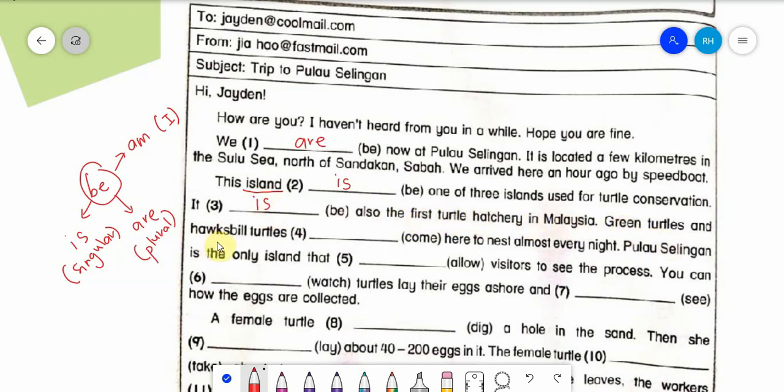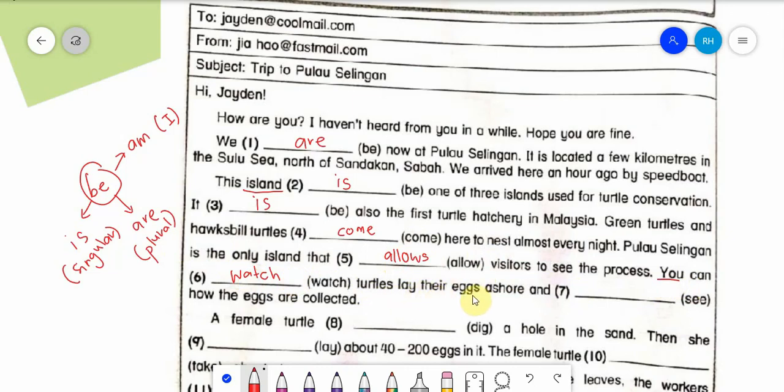Green turtles and hawksbill turtles. How many subjects are mentioned here? There are more than one, green turtles and hawksbill turtles. So use the root word: come here to nest almost every night. Pulau Selingan is the only island, so there is only one subject. Well, we have to add s for allows. Allows visitors to see the process. You, plural, you can watch.